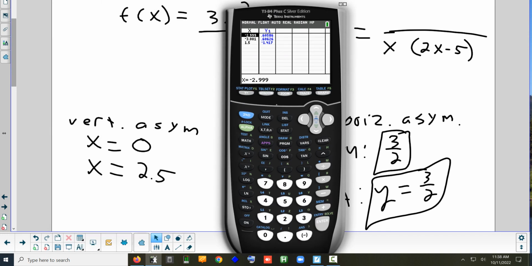All right, what would be some x values that I should put into my calculator? 0.001. Yep, that's a good one. We're up at 800. What would be another good value? Negative 0.001. Yep, that's a good one. And we should be way down. Negative 8,000. All right, and 2 more values near my asymptotes.